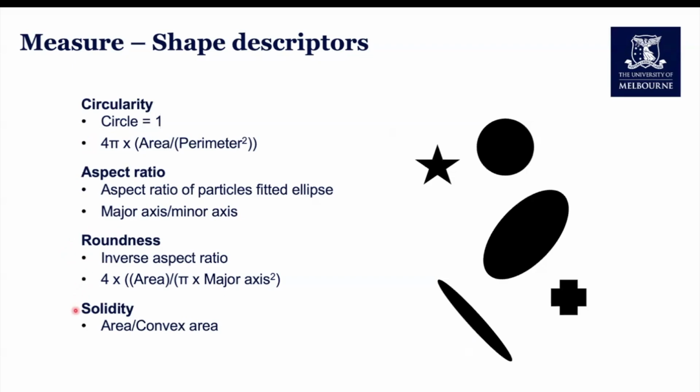And then we can read out the solidity of an object as well. That's the area divided by the convex area. So for example, this circle or this ellipsoid shape would have very, very high solidity. If you look at the star shape, then that would have a much, much lower solidity. The way I think of the convex area is if you took a rubber band and wrapped it around your object, the footprint of that rubber band would give you the convex area. So here the star shape has much lower solidity than this circle, for example.